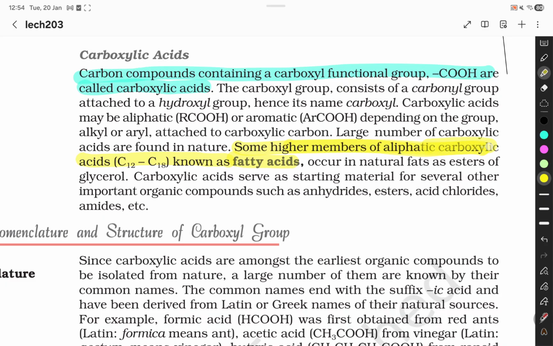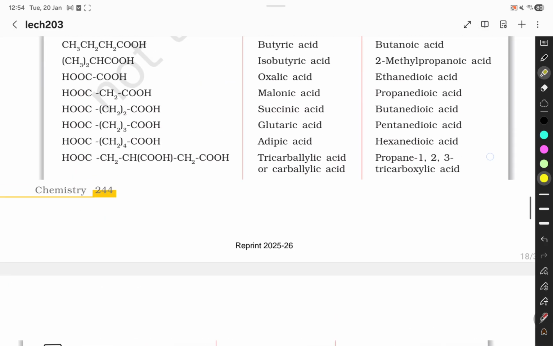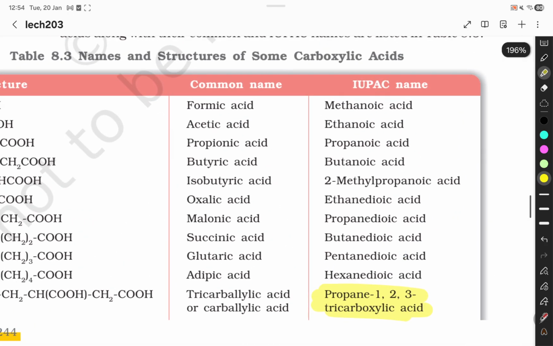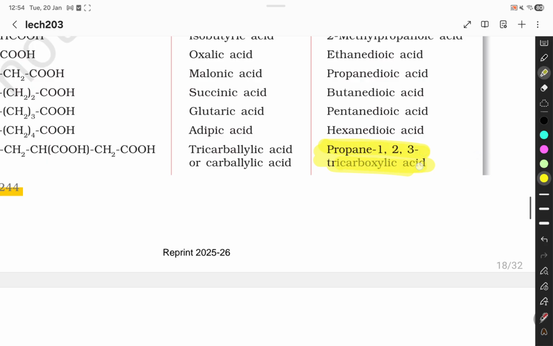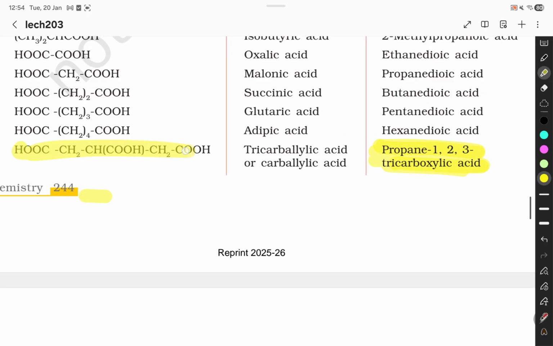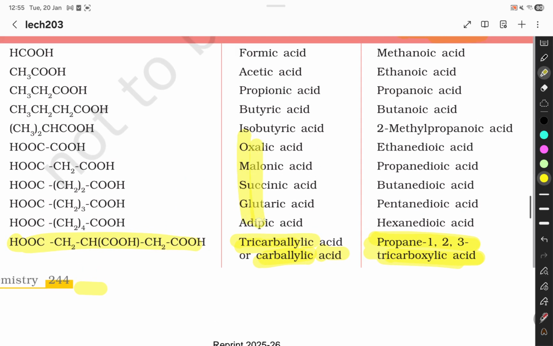Higher carboxylic acids are called fatty acids. Here's an exceptional IUPAC name that has been asked in PYQ: propane-1,2,3-tricarboxylic acid, and it's also called tricarballylic acid. And obviously, the Ohm's gap everybody knows: oxalic, malonic, succinic, glutaric, adipic.